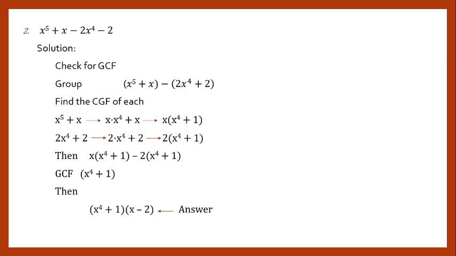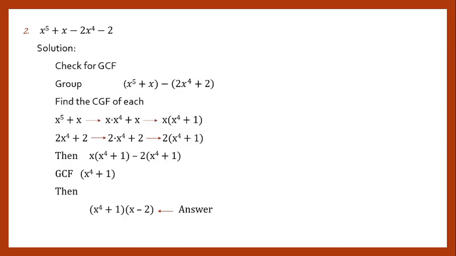So, pagsamahin natin, makikita ninyo na after the grouping, yung GCF. Ang GCF is x squared plus 4, plus 1. So, makikita nyo naman sa parenthesis. So, ang final answer is x raised to 4 plus 1 multiplied by x minus 2. O, yan. Very important na by grouping.